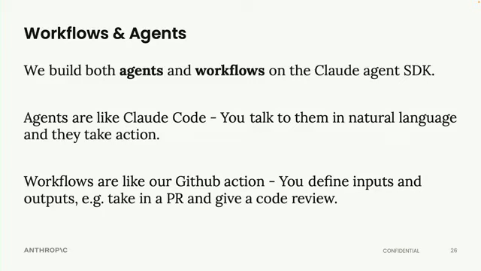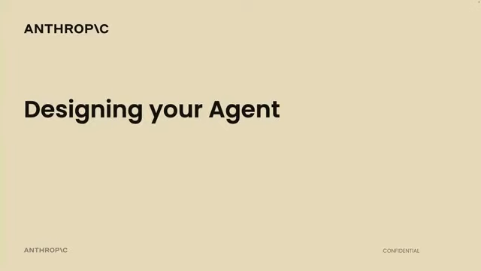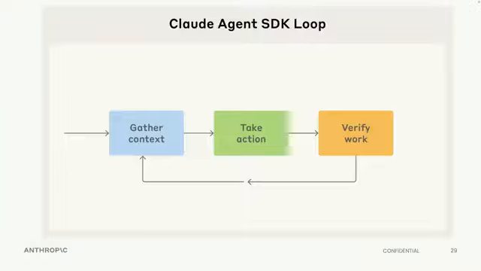And then a workflow is like, we do a lot of GitHub actions, for example. You define the inputs and outputs very closely. So you're like, okay, take in a PR and give me a code review. Both of these you can use the agent SDK for. When building workflows, you can use structured outputs. We just released this. You can Google agent SDK structured outputs. But you can do both. I'm going to primarily be talking about agents right now. A lot of the things you can learn from this are applicable to workflows as well.